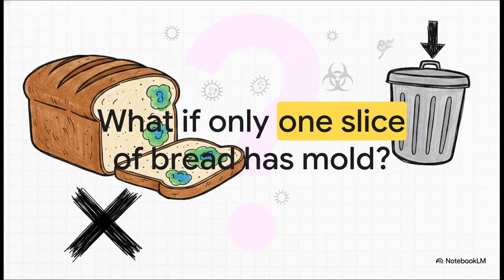Imagine you're working the line and you notice just one single slice of a loaf of bread has mold on it. The rest of the loaf looks perfectly fine. What do you do? Well, according to the guidelines, you must apply the discard rule. If any part of a food item shows signs of biological hazard contamination, the uncontaminated parts cannot be saved. You can't just cut around the bad part. The entire loaf has to be trashed.